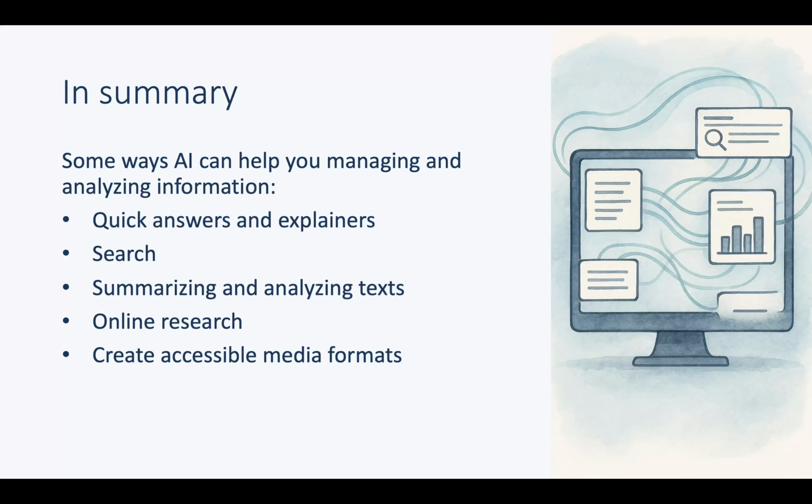All right. So in summary, a few examples of how you can use AI to help you with managing and analyzing information. Quick answers and explainers. Great, easy, quick. Using a chatbot to do search or going directly to an AI-powered search engine could be very useful as well. Summarizing, analyzing text, comparing stuff. Doing online research, compiling reports, and then changing the format of the information you have from text to audio to video or some other way.